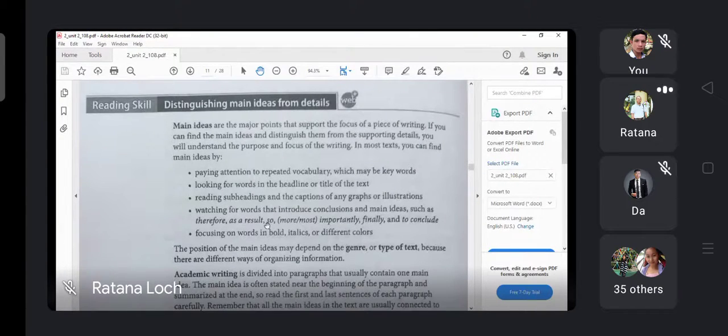I think, does any one of you have something here that you want to share with the class about the techniques, how to differentiate or distinguish the main ideas from the details?